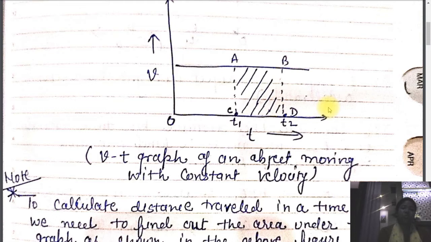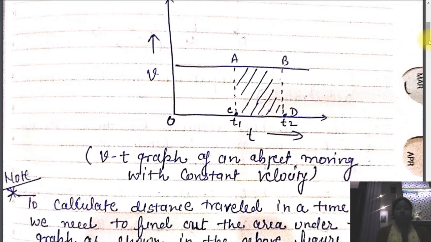What is the meaning of constant velocity? That means if an object moves with a velocity of 20 km per hour or 20 meter per second, then as time changes, it will keep on moving with the velocity of 20 km per hour or 20 meter per second. That defines constant velocity.